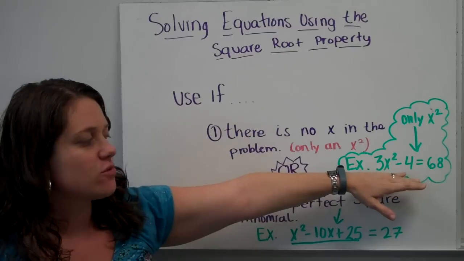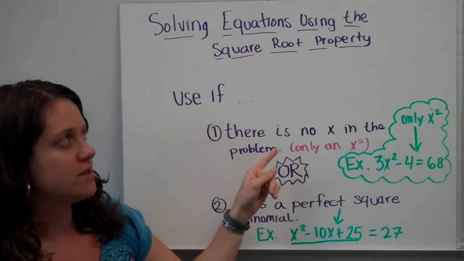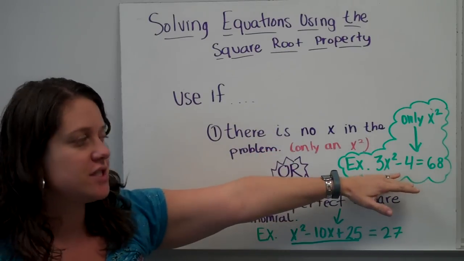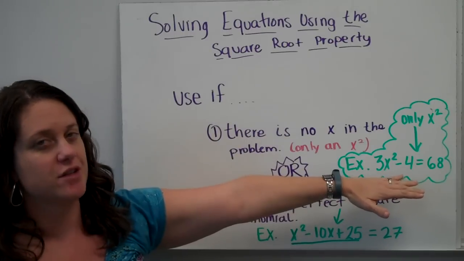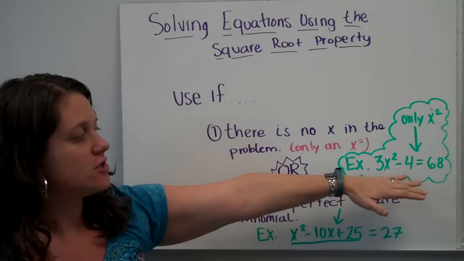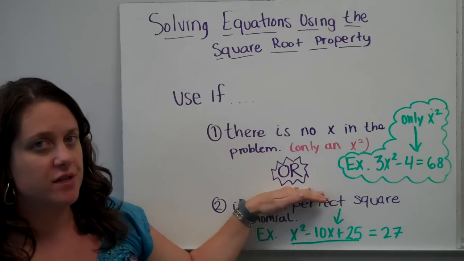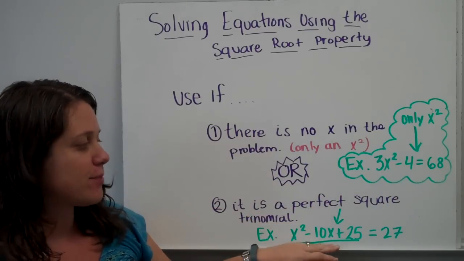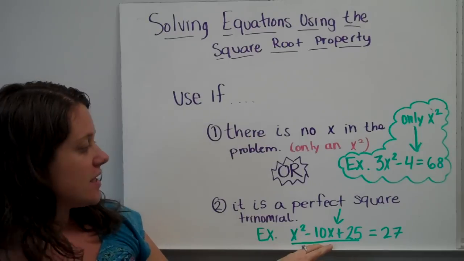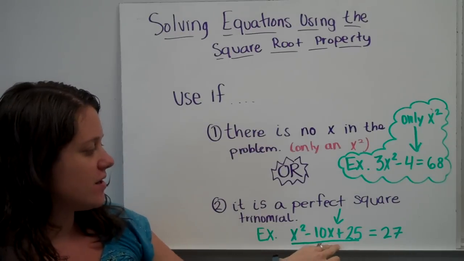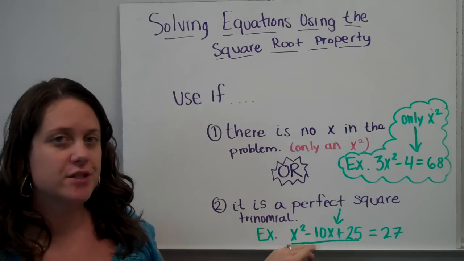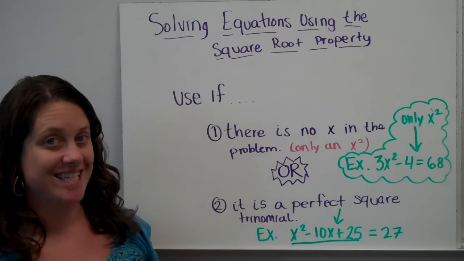So if you only see an x squared and no x, that's a great time to use the square root property. It's going to make it much easier for you to solve that than to try to factor it or something else. Just use the square root property. Another opportunity to use it is if you see that it has a perfect square trinomial. Because if this has a perfect square trinomial, then you'll see what I can do to solve it easily.